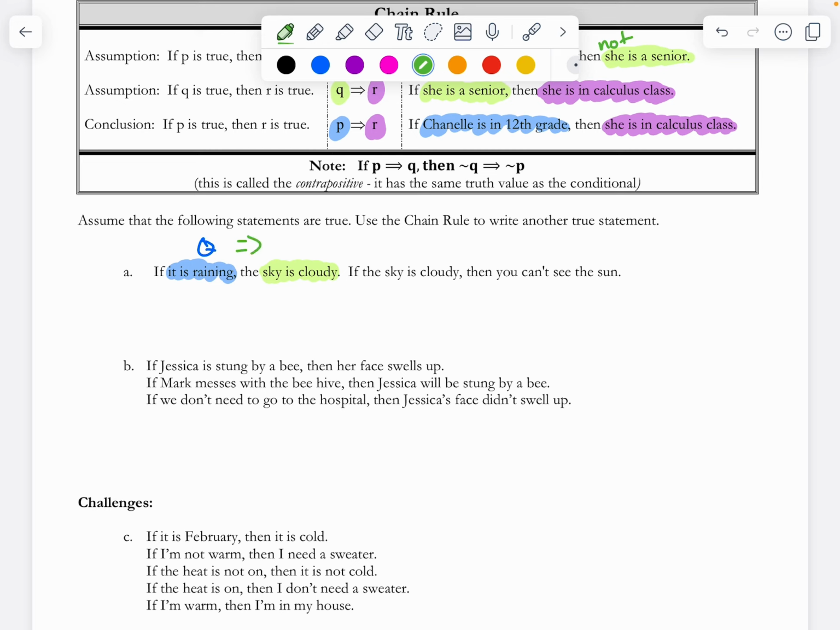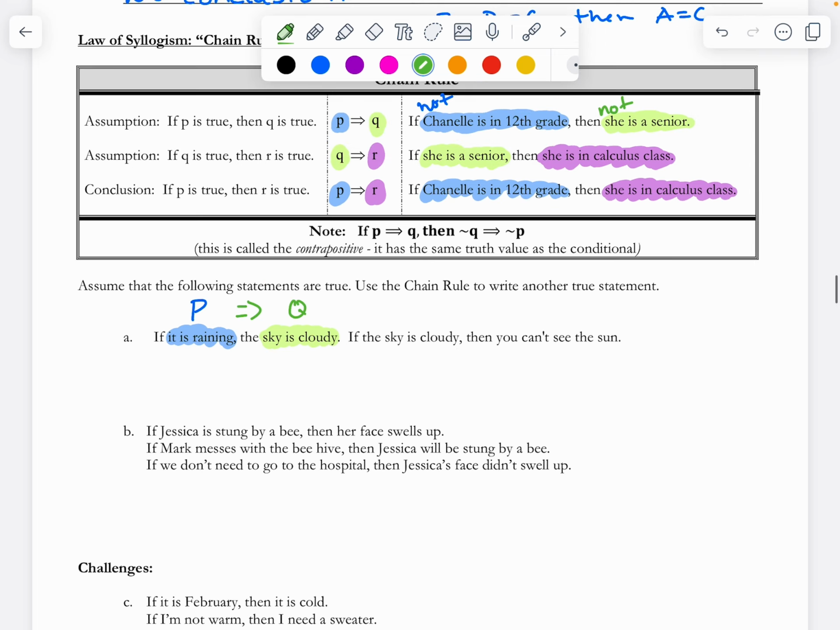If Q, then, actually, let me make this P. If P, then Q. Sorry, I switched that for a second. I just want to keep it similar to the chain rule up top. If P, then Q. So if it is raining, the sky is cloudy. If the sky is cloudy, so this is Q again, then you can't see the sun. So this is going to be my new statement. This is going to be R.